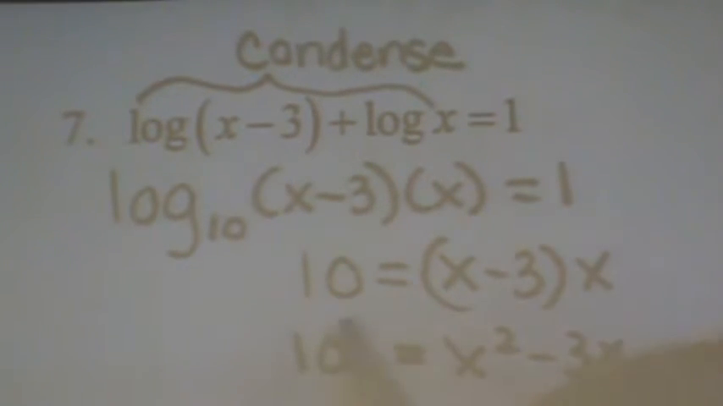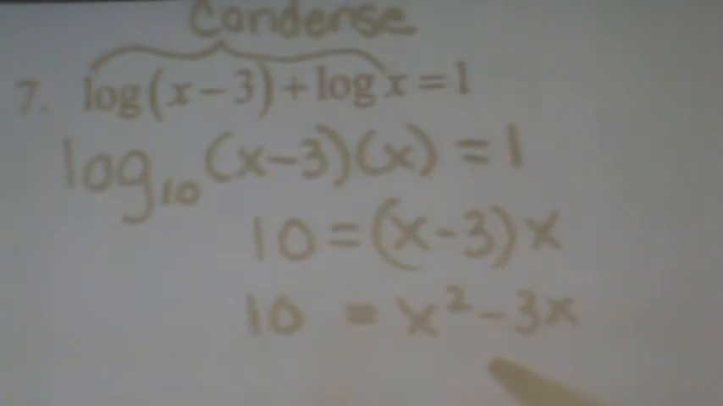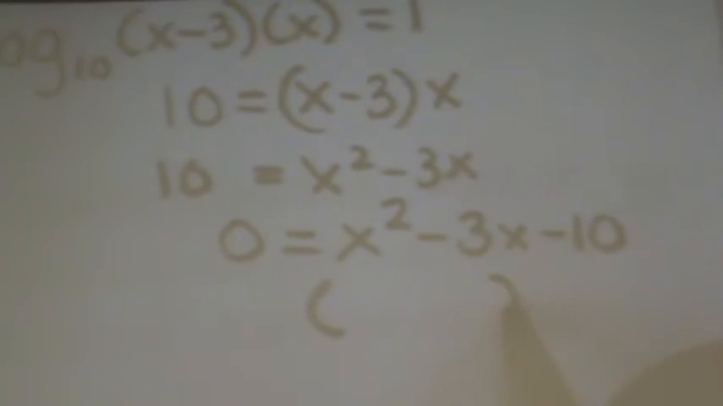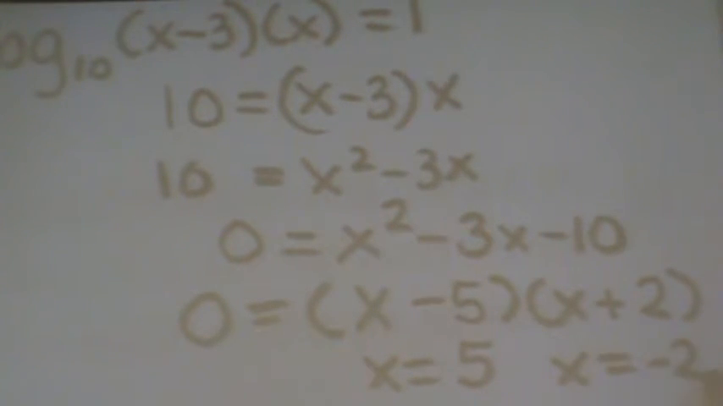And I know you guys know what to do next. Swing this 10 over. And what do we do? Factor. Always factor anything with x squared. What do you get? Minus 5 and plus 2. So my possible answers are 5 and negative 2.